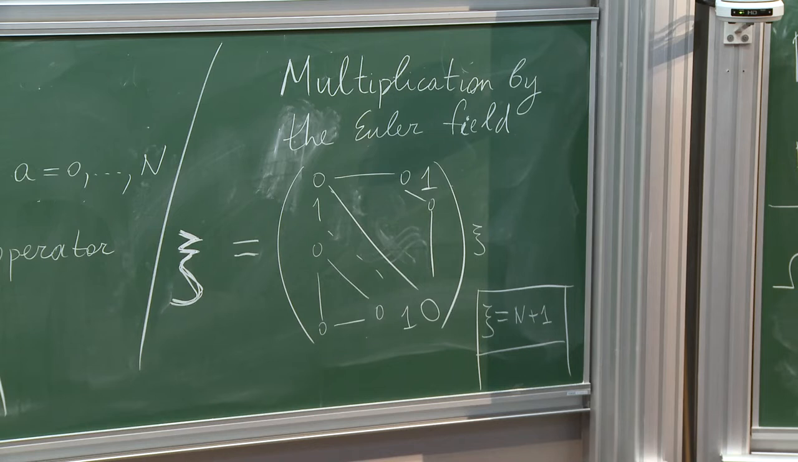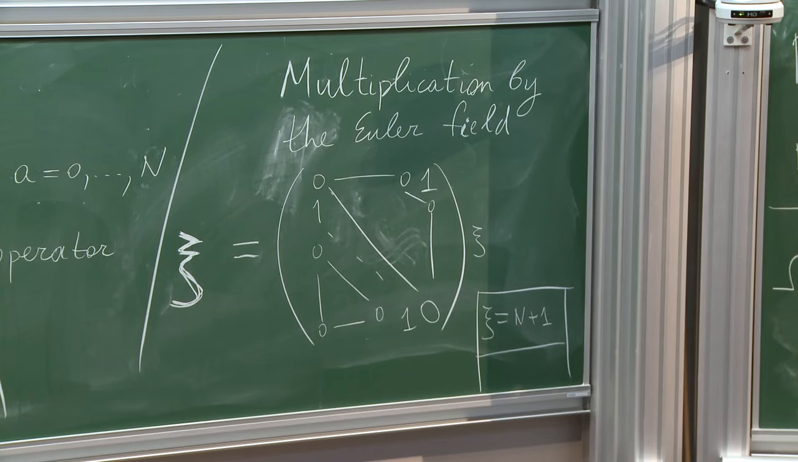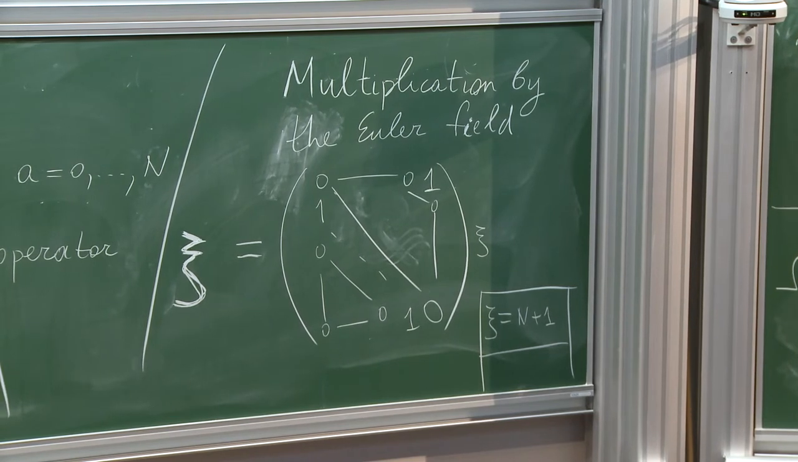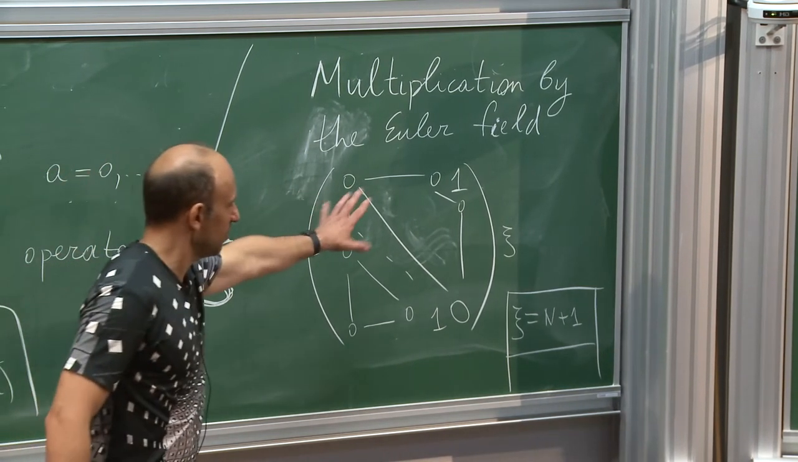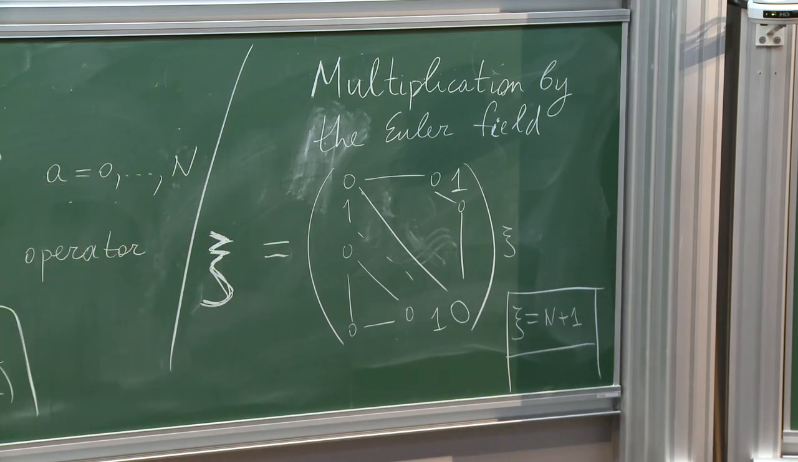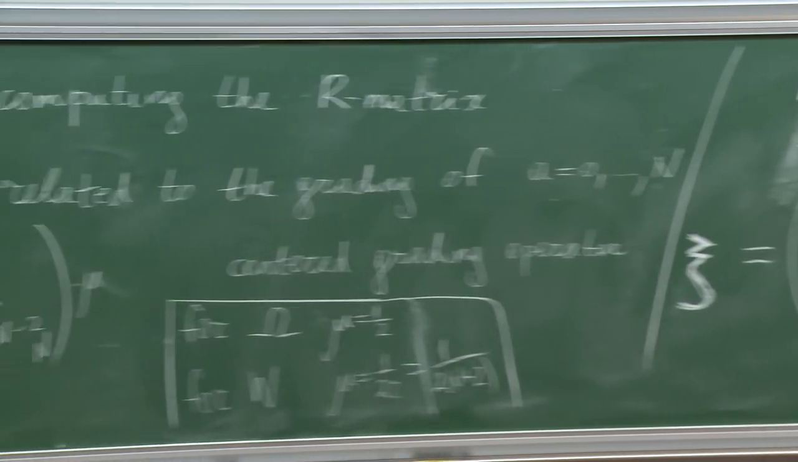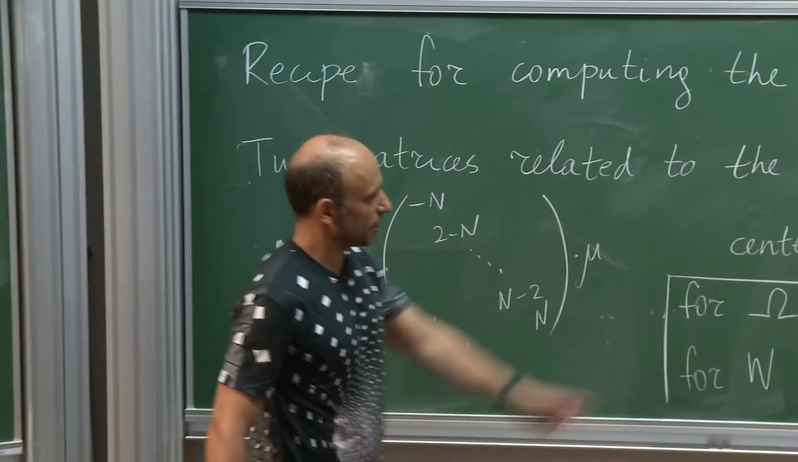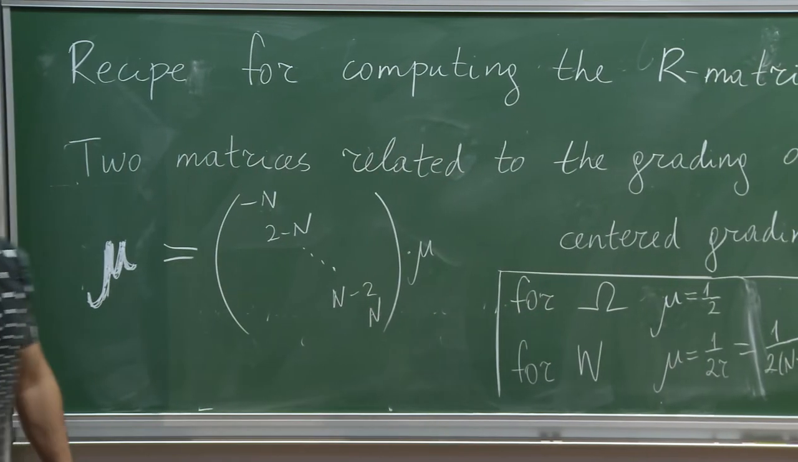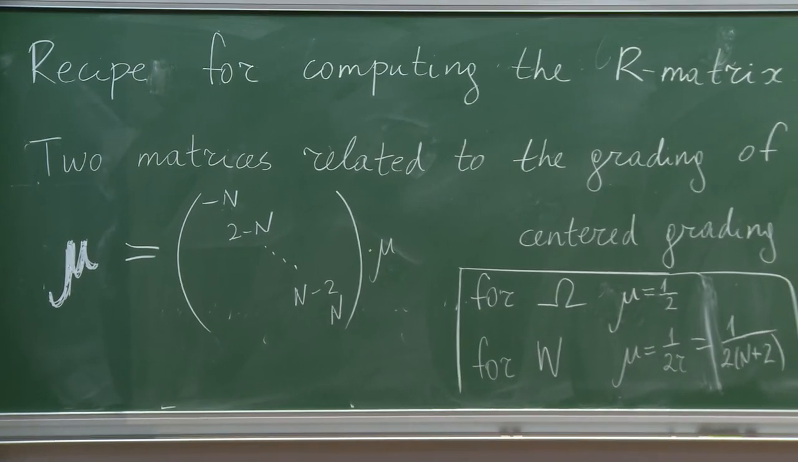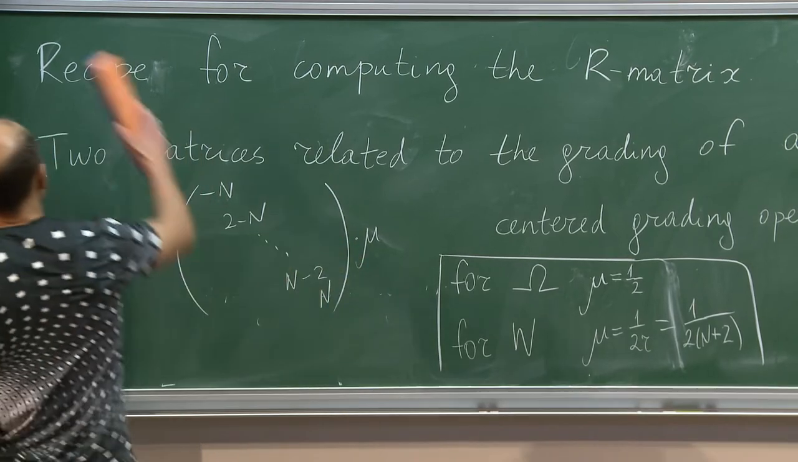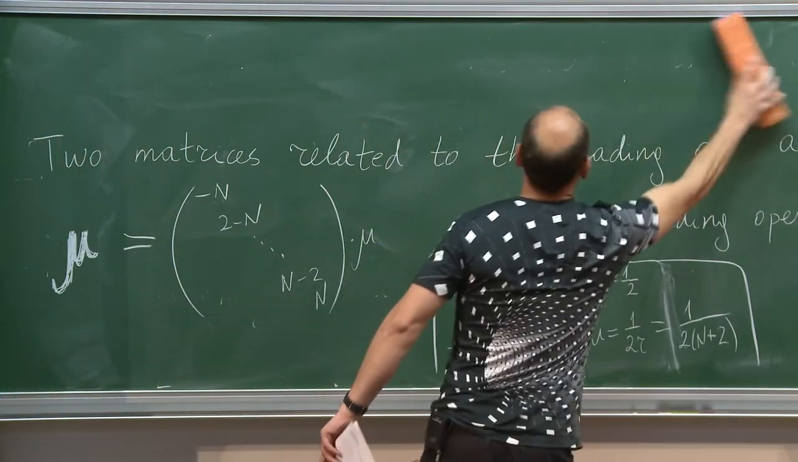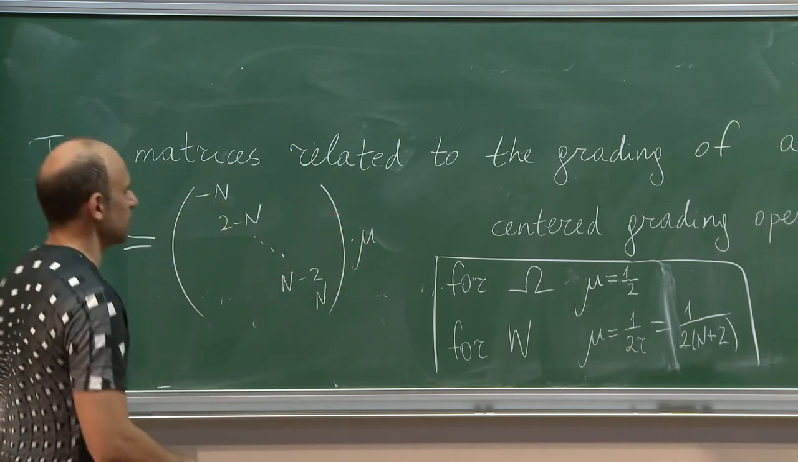So again, the moral of all this is that for Witten's class and for the Gromov-Witten theory of the projective space, the actual computation of the R matrix is almost the same. You use the same matrix xi for multiplying by the Euler field. And the centered grading operator is the same up to a constant. The constants are different, but that's the only difference there is. So you would think the R matrices for these two theories would be very similar. Actually, they are not so extremely similar, but they are related to the same differential equation.